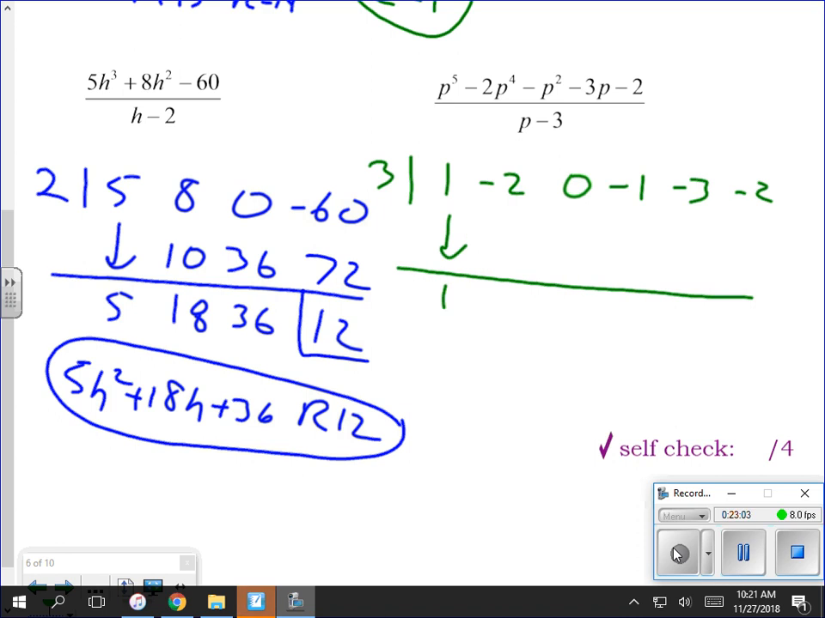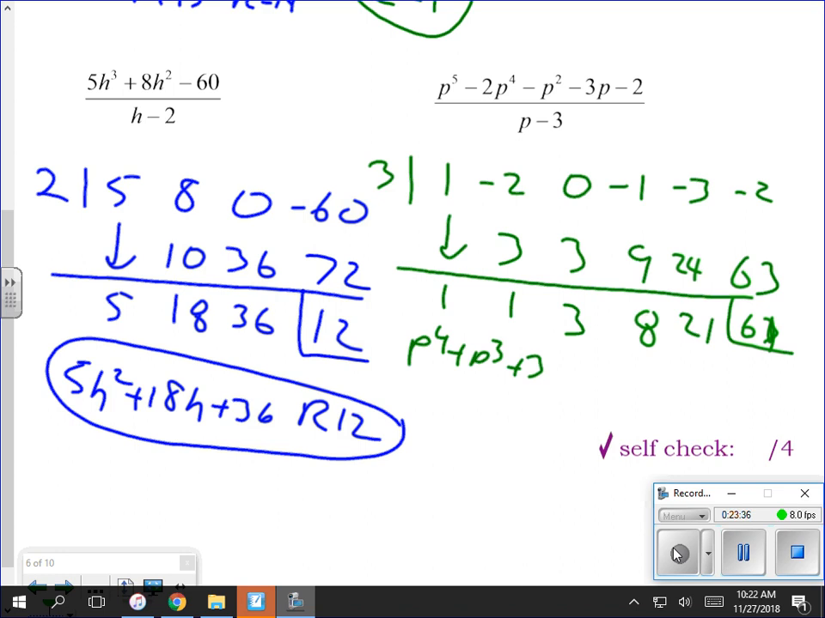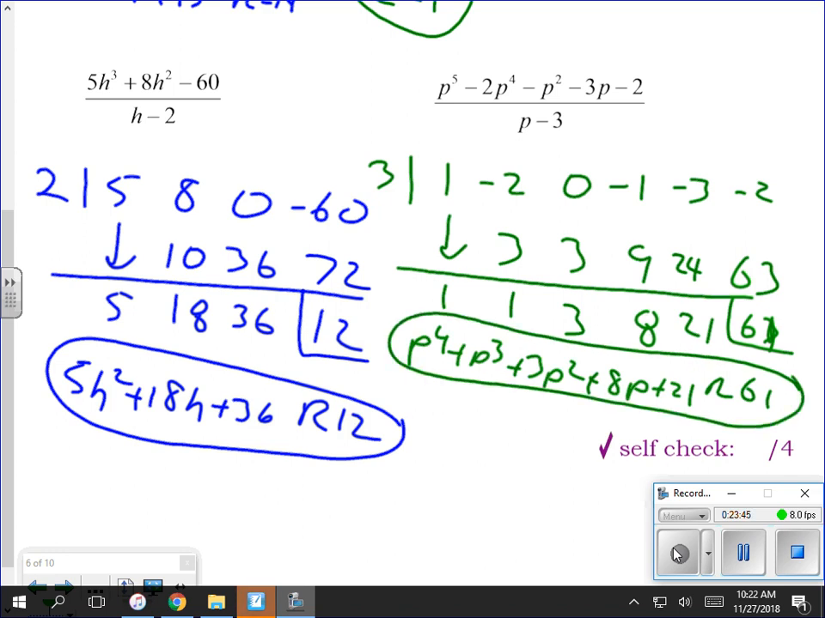Bring down the 1, and then multiply, add, multiply, add, multiply, add. 3 times 1 is 3. Negative 2 plus 3 is 1. 3 times 1 is 3. 0 plus 3 is 3. 3 times 3 is 9. Negative 1 plus 9 is 8. 3 times 8 is 24. Negative 3 plus 24 is 21. 3 times 21 is 63. Negative 2 plus 63 is 61. That's my remainder. So I have p to the 4th plus p cubed plus 3p squared plus 8p plus 21 with a remainder of 61. Easy peasy.